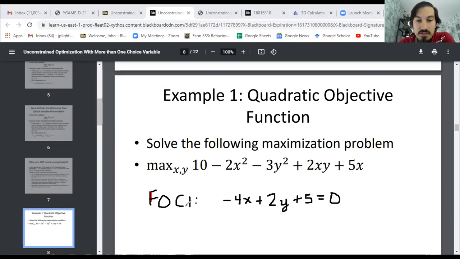FOC1 says that for the first choice variable, which is x, the derivative of the objective function with respect to that choice variable has to be equal to 0. And I've written that here. What about FOC2? Well, that's the partial derivative of the objective function with respect to the second choice variable, which has to be 0. You can calculate that as just negative 6y plus 2x equals 0.